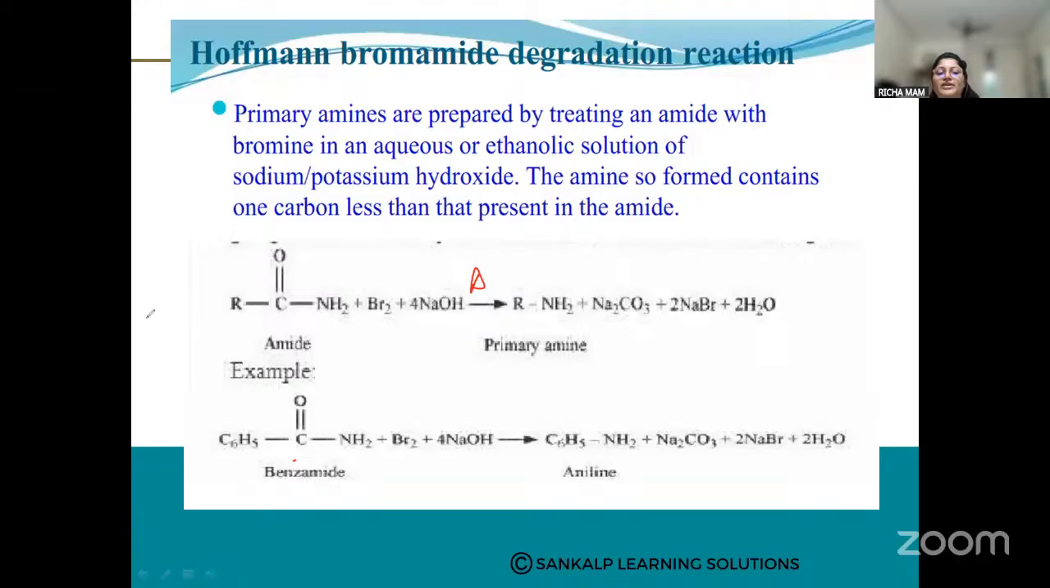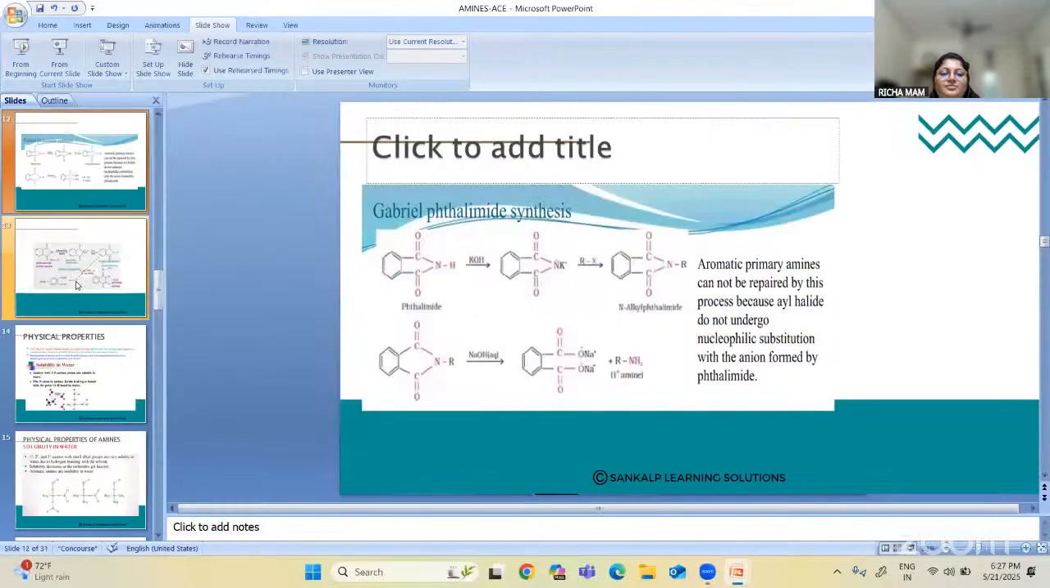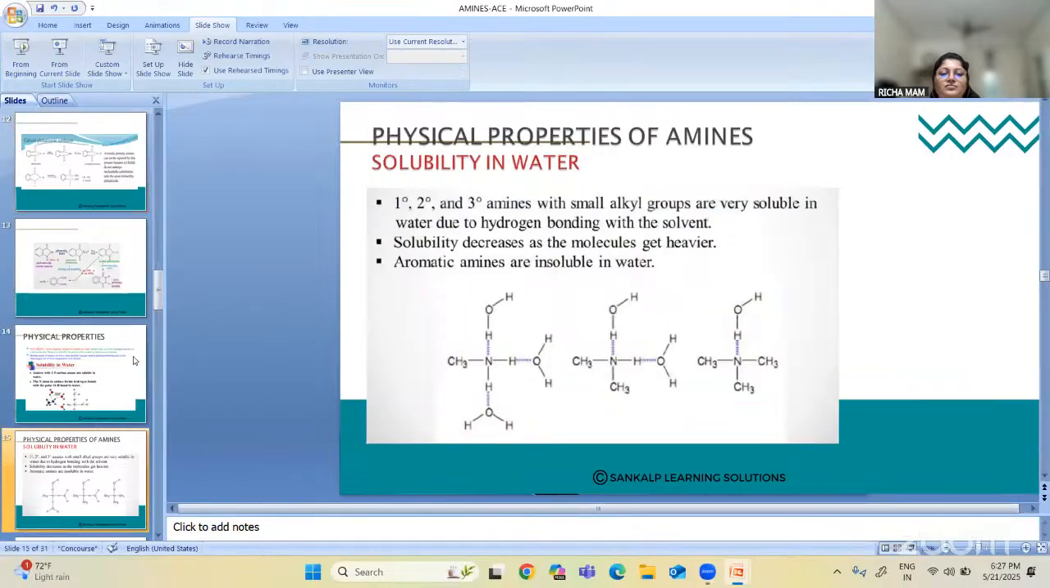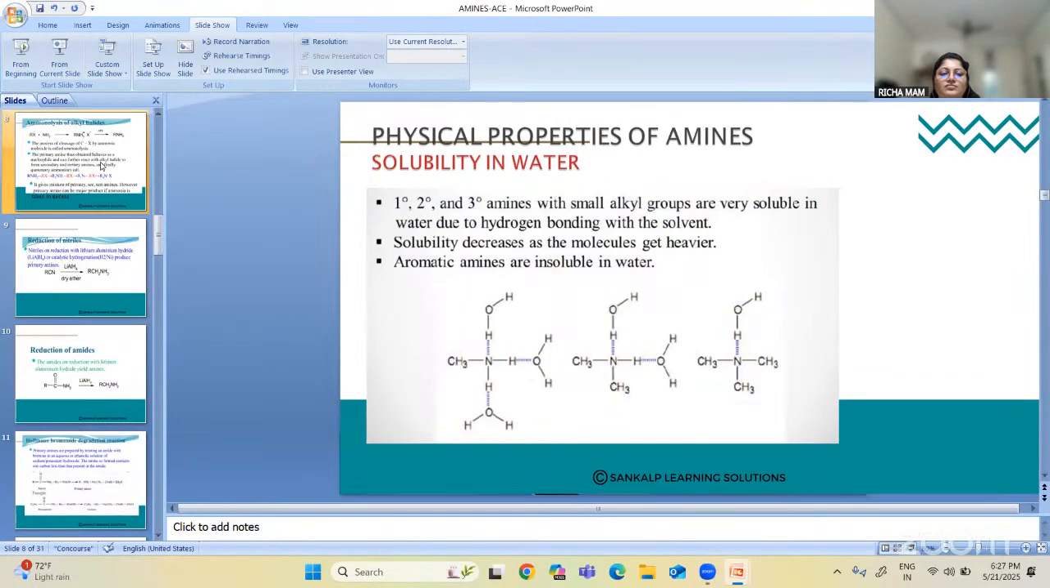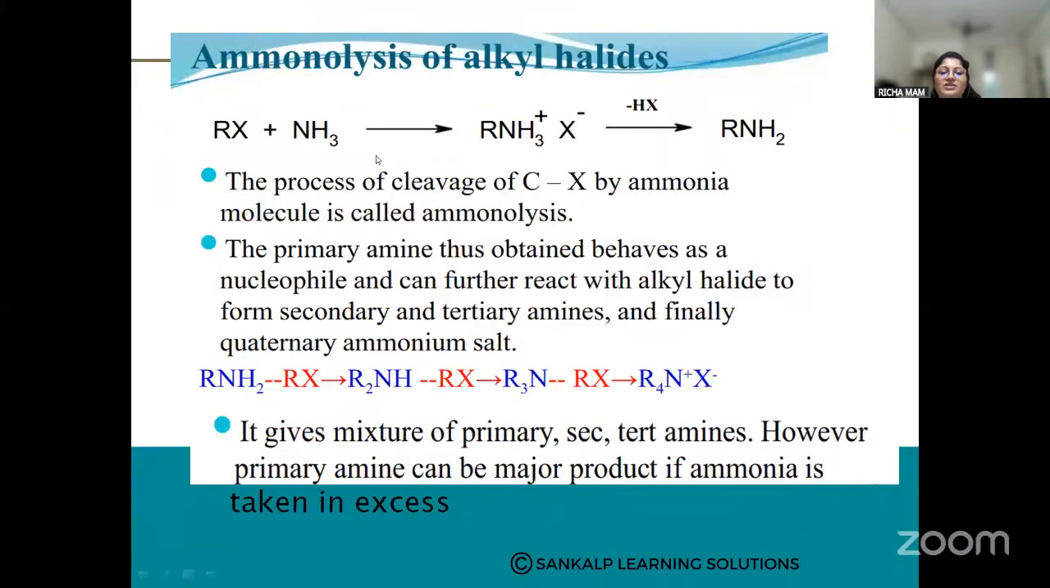Hoffmann bromide degradation reaction. Very, very, very important. Okay. Next, we are going to see ammonolysis. So what we are doing in ammonolysis: alkyl halides are taken, so this is the alkyl halide.